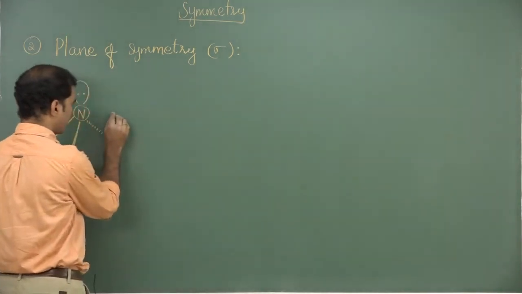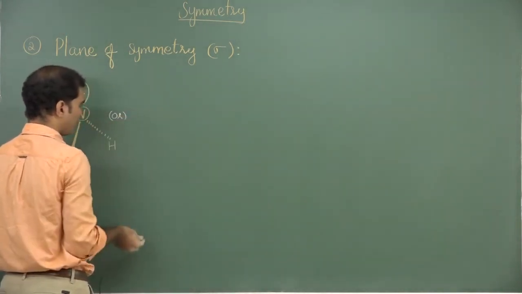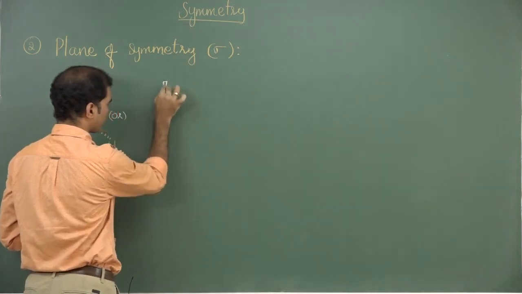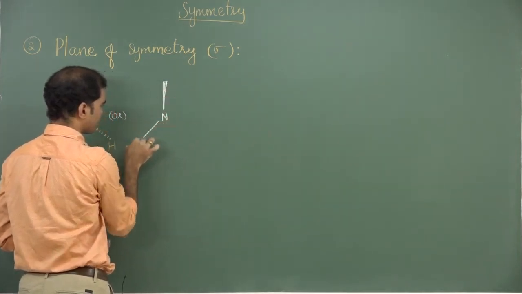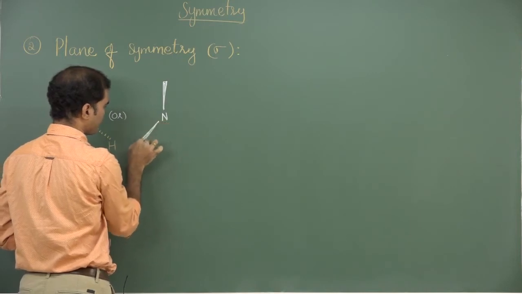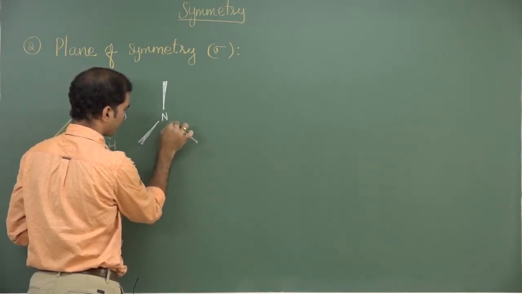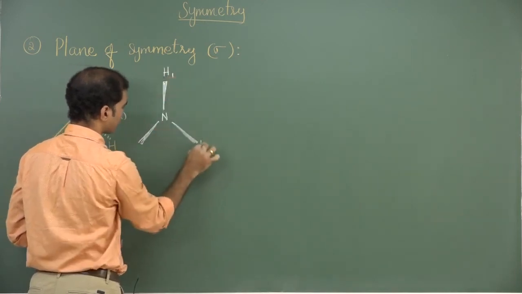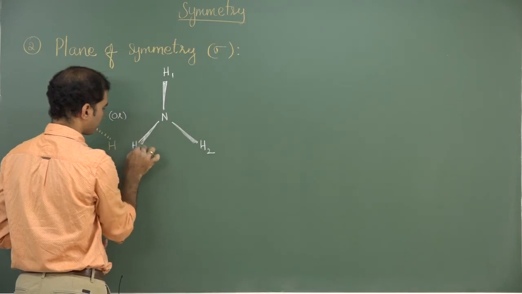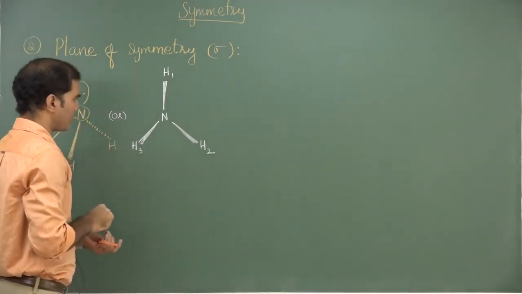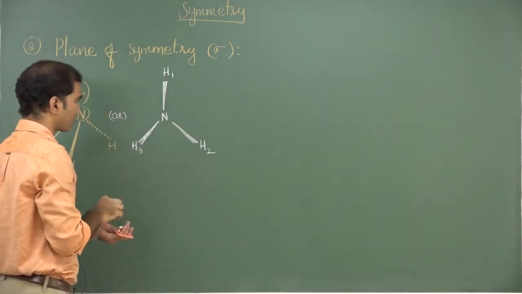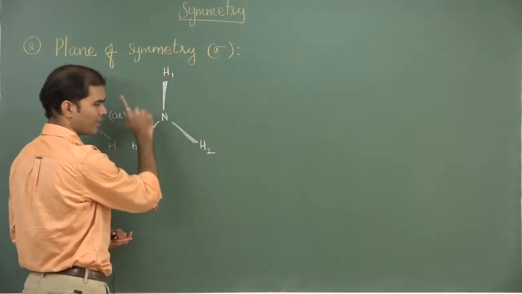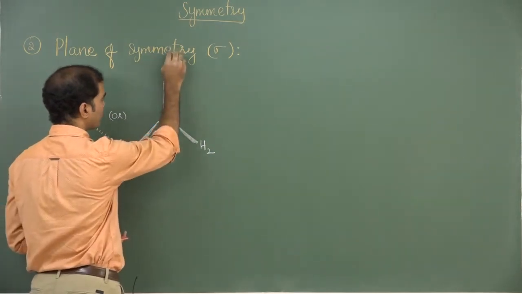So I am not taking this representation, but this representation, where all the hydrogens are facing towards you. Where is the plane? Each plane is passing from the central atom as well as one of the hydrogens. So I am representing one particular plane.